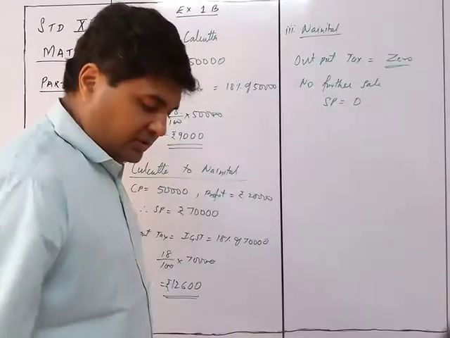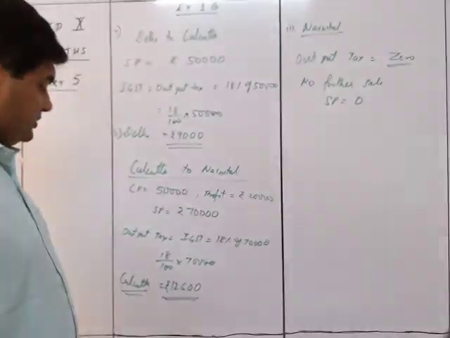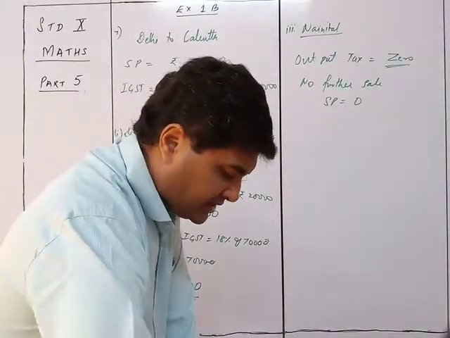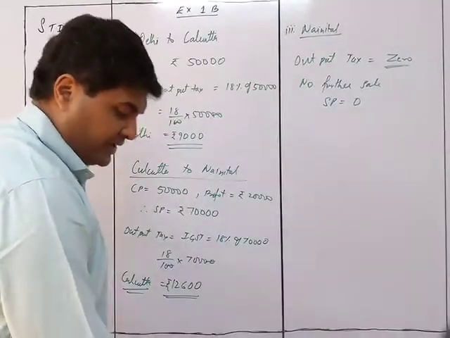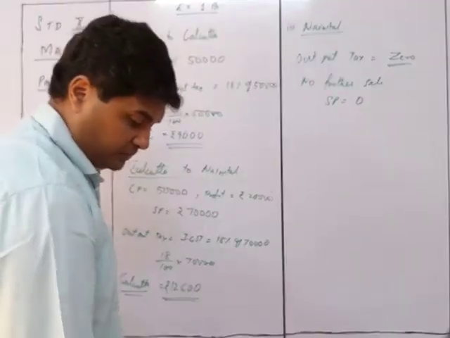Got it? So this is how we are doing sum number 7. I just checked the answers. The answer to question number 7 is 9,000, 12,600 and 0.